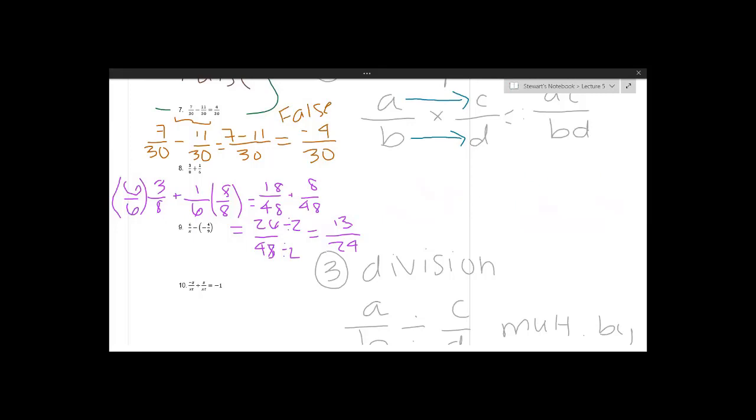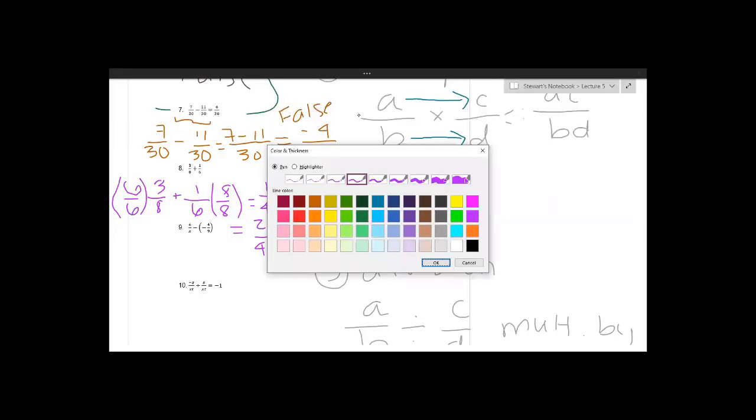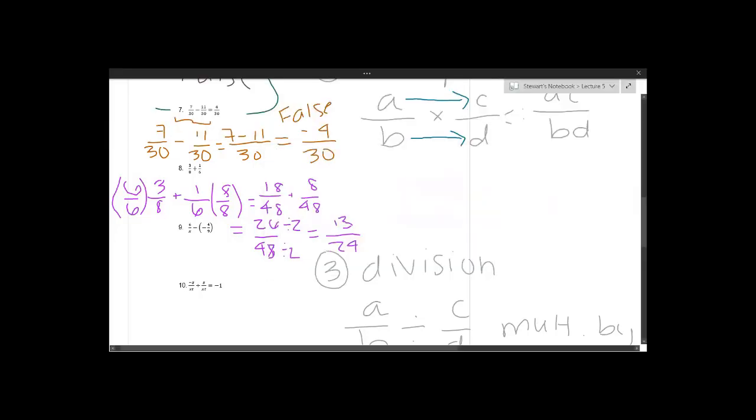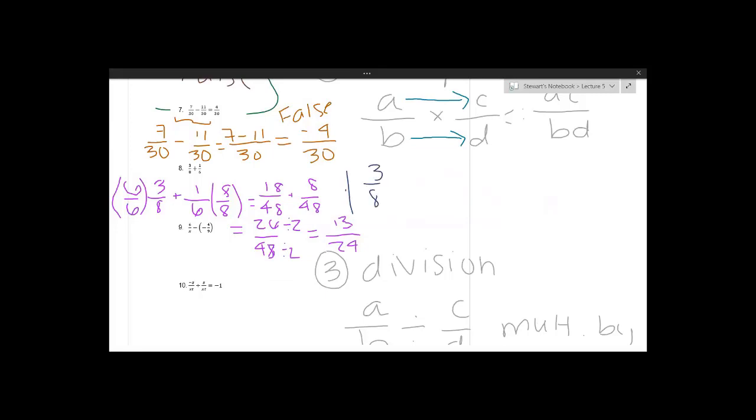Okay, but an alternative way to think about this could be, we have 3/8 plus 1/6. 6 and 8 share the common factor of 2. So we just have to think about what's the smallest number that we can multiply them both into.